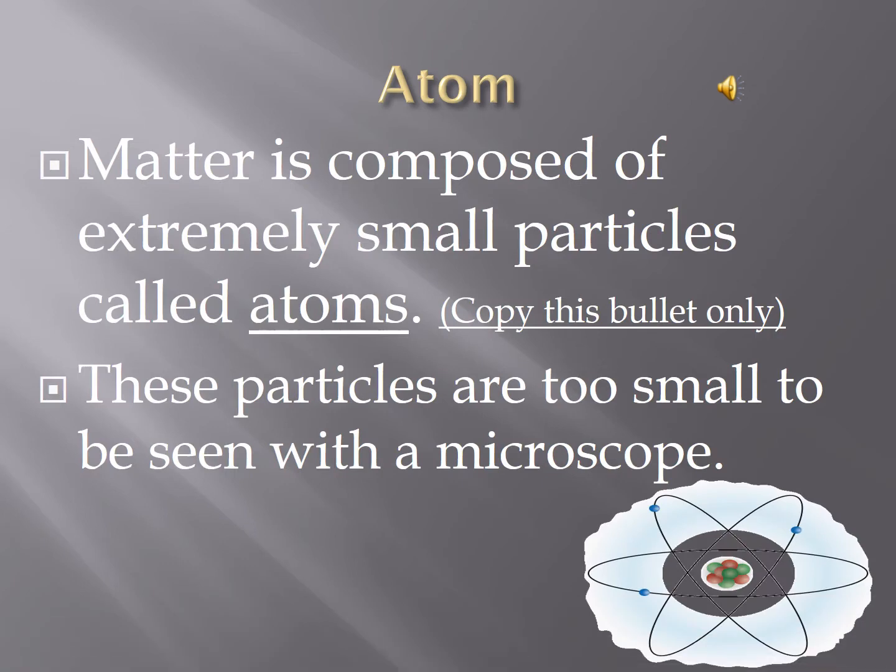Let's move on to the second word. The second word is atom. Matter is composed of extremely small particles called atoms. This is the bullet you need to copy down in your notes. These particles are too small to be seen with a microscope. That's why we use something called an electron microscope to see them.